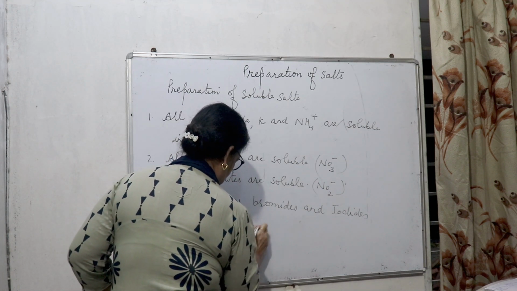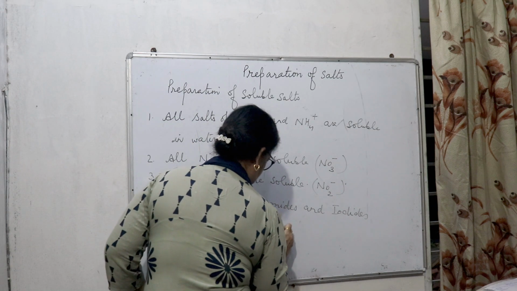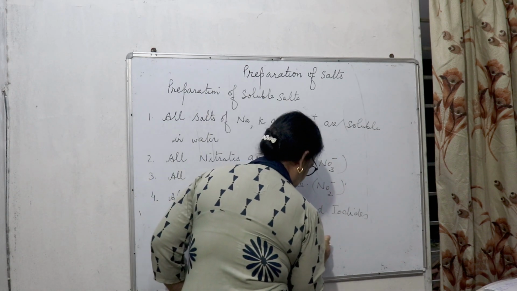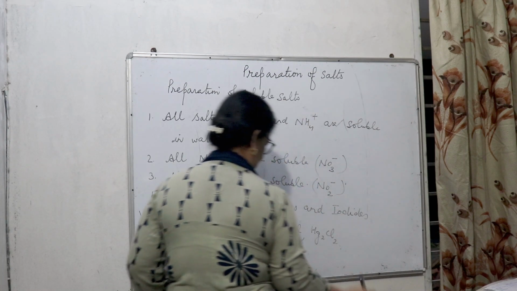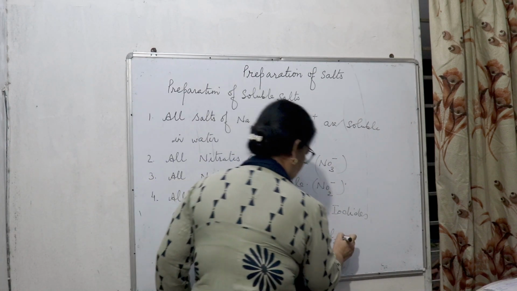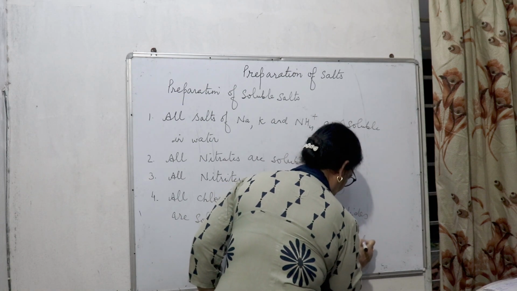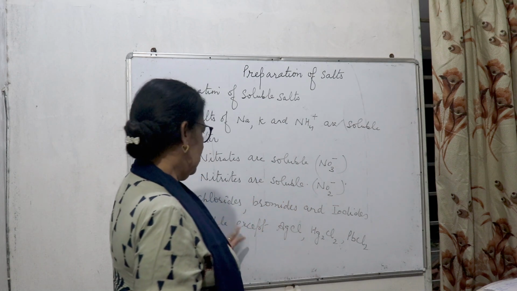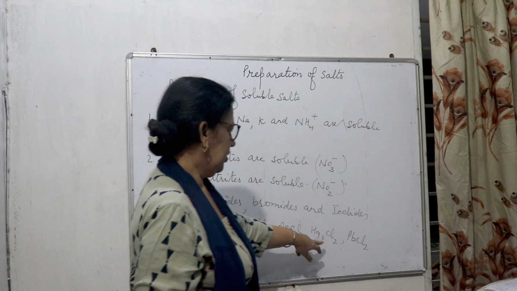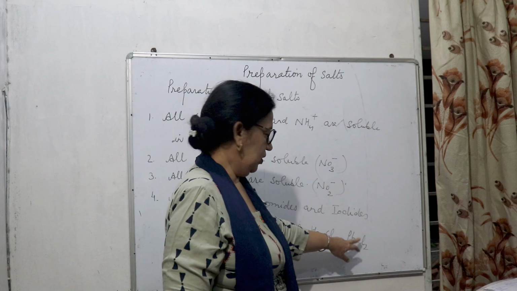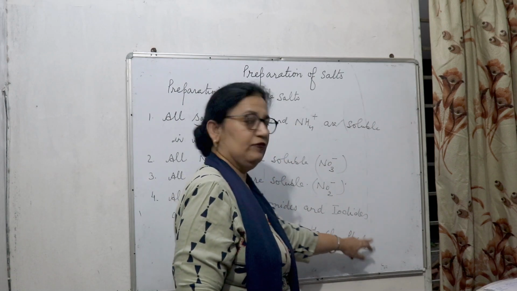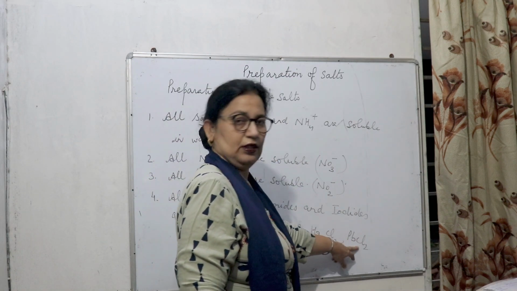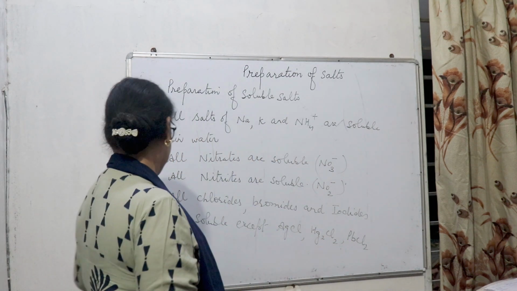except silver chloride, mercury chloride, lead chloride. So all chlorides, bromides and iodides are soluble except the silver chloride, mercury chloride and lead chloride. Lead chloride is the only one which is soluble in hot water. Lead chloride is a white precipitate, but it is soluble in hot water.